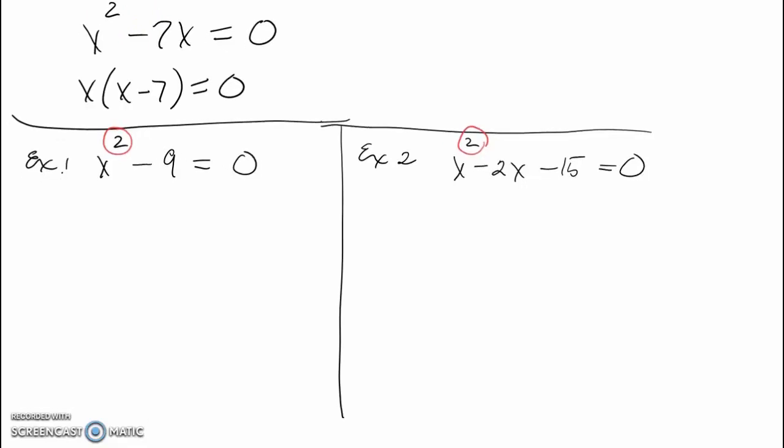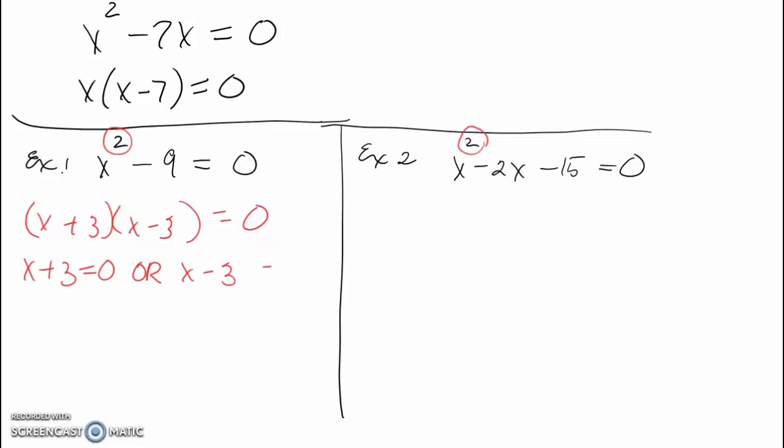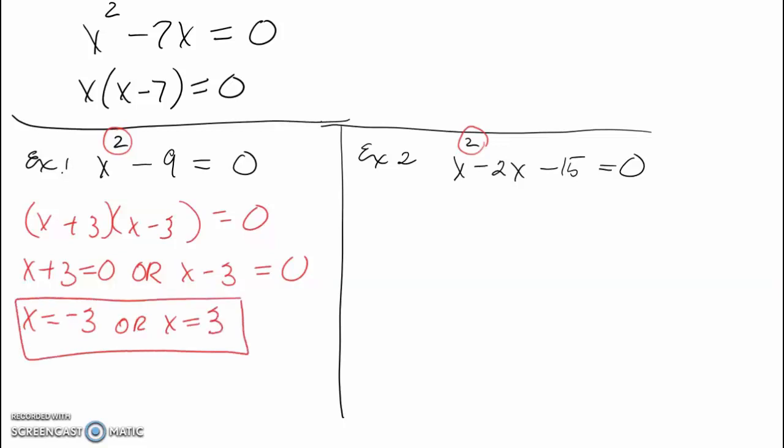Okay. So what do you do? Well, at this point, the method that we're using is the factoring method. So I'm just going to factor, and I wind up with x plus 3 times x minus 3. And then you set each factor equal to 0, and it's one or the other. And you wind up with x equals negative 3 or x equals 3. So there are your 2 solutions.